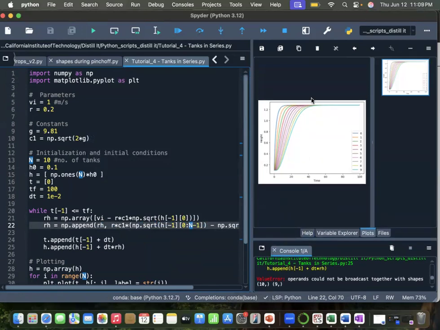This is the plot. So as you see, the first tank just goes this way. The second tank goes this way. And as we go to the ninth tank, it responds after a certain time. And then it goes on and eventually reaches the steady state height.